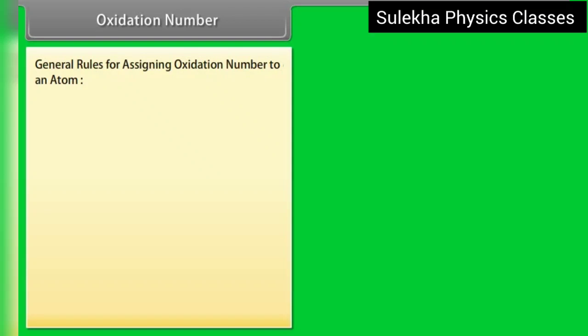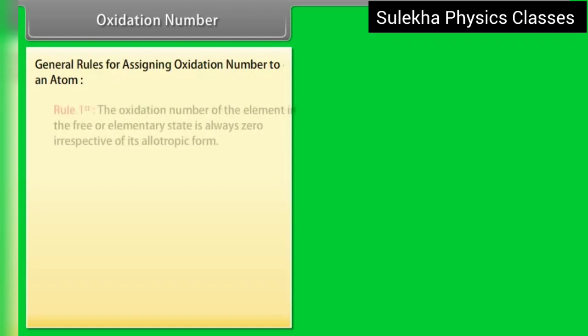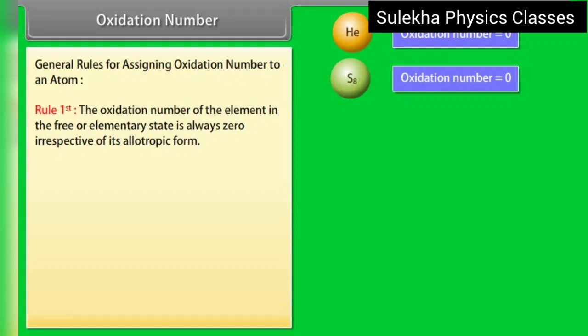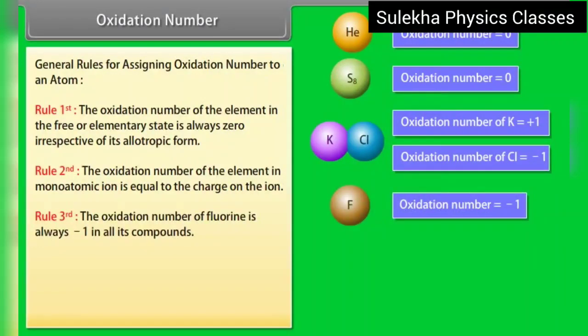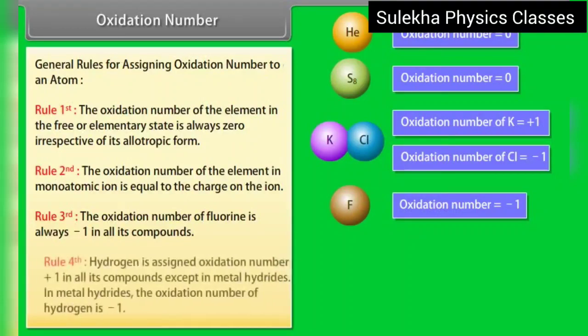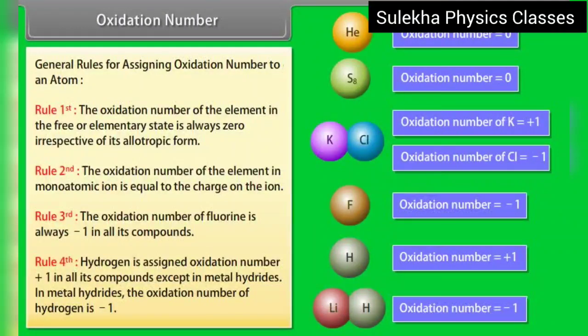General rules for assigning oxidation number to an atom. Rule first. The oxidation number of the element in the free or elementary state is always 0, irrespective of its allotropic form. Rule second. The oxidation number of the element in monoatomic ion is equal to the charge on the ion. Rule third. The oxidation number of fluorine is always -1 in all its compounds. Rule fourth. Hydrogen is assigned oxidation number +1 in all its compounds except in metal hydrides. In metal hydrides, the oxidation number of hydrogen is -1.